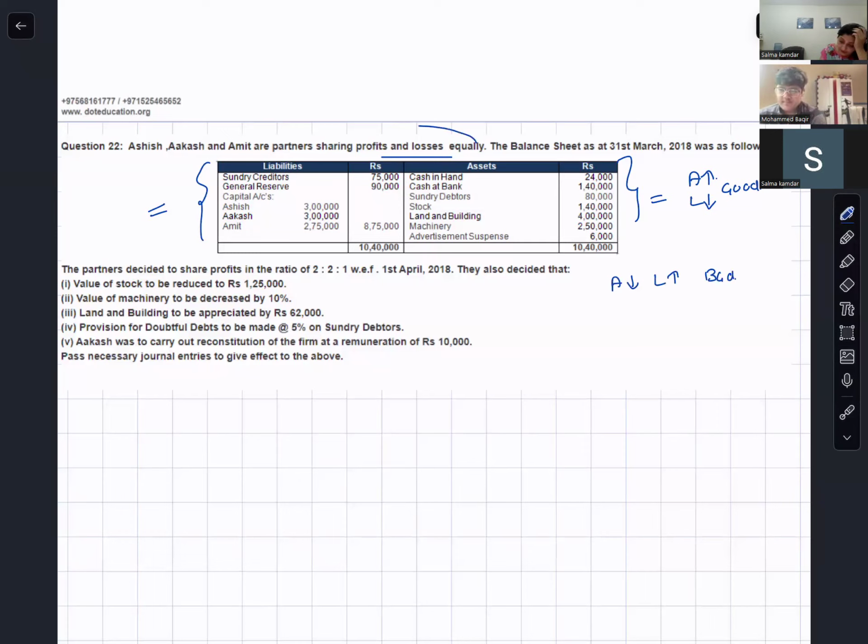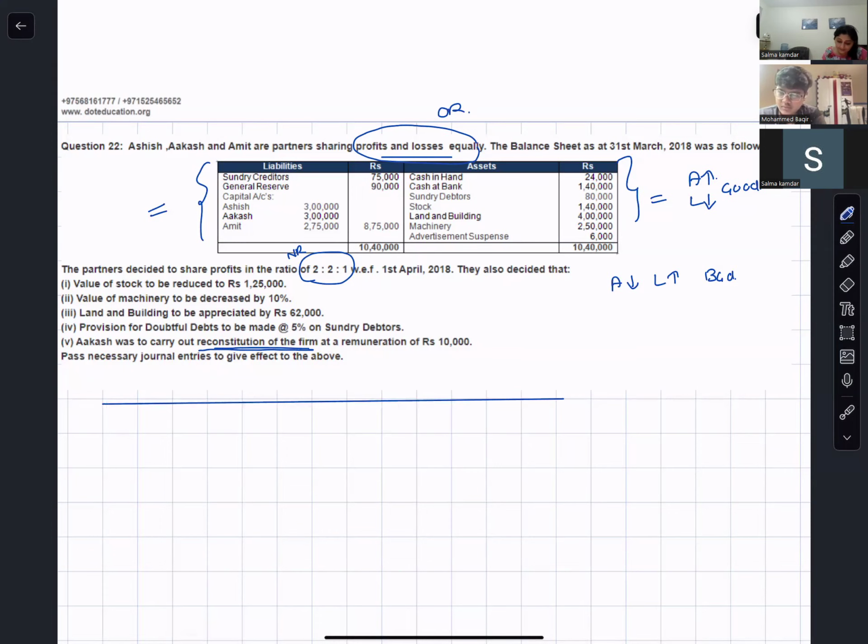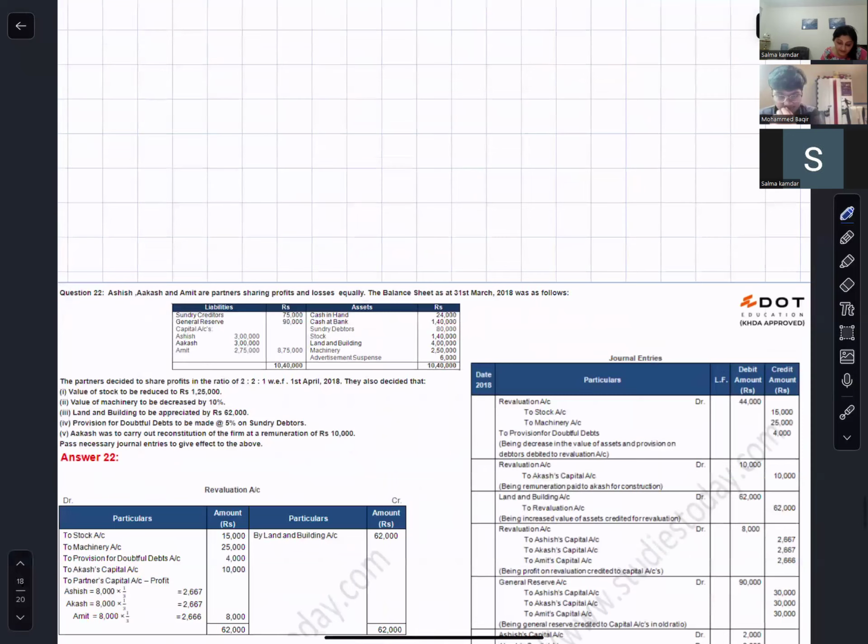The old ratio is given to you. The new ratio is given to you. And they have decided that you want to make the new firm, that means they're asking you to make the new balance sheet at the new revaluation value. So you have to find out the new value. So you have to definitely make the revaluation account.